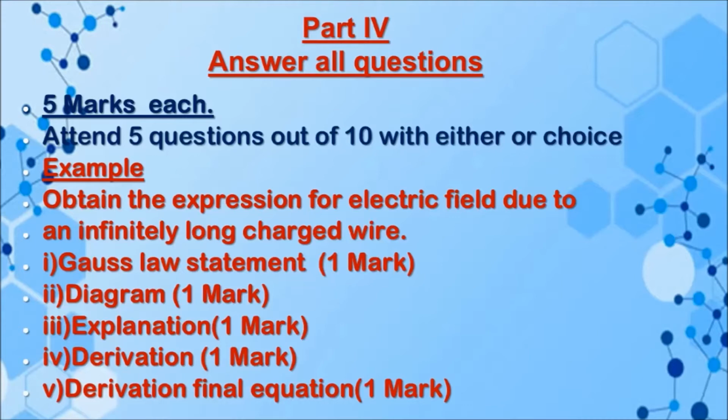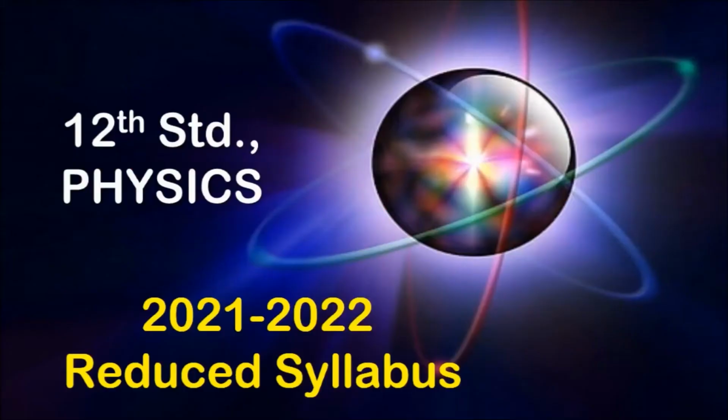Then in choose the best answer, part 1 also you can get full marks. You will surely get the centum marks. So you must concentrate very much on the 5 mark questions and the choose the best answer type. If you get full marks in those, you will surely get the centum in physics.